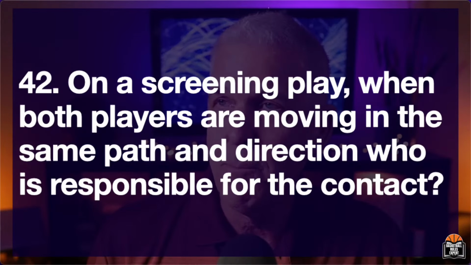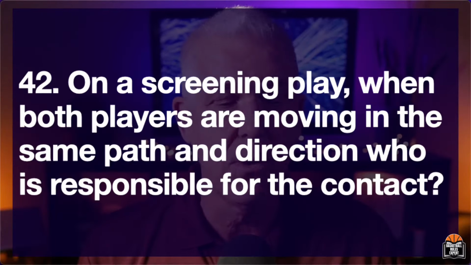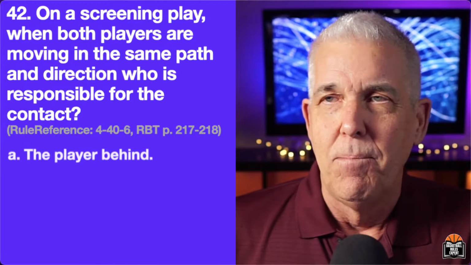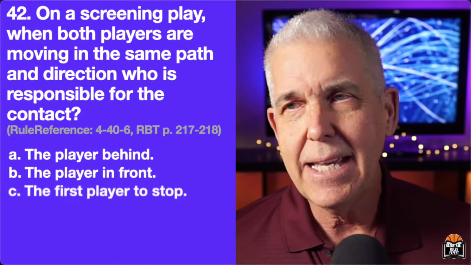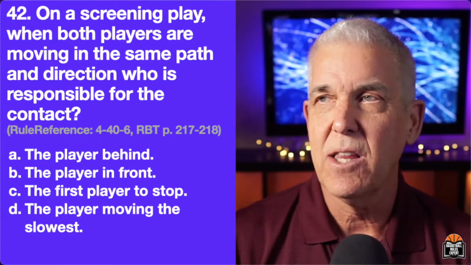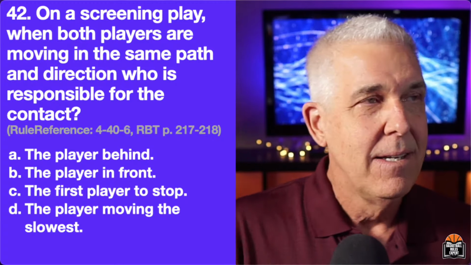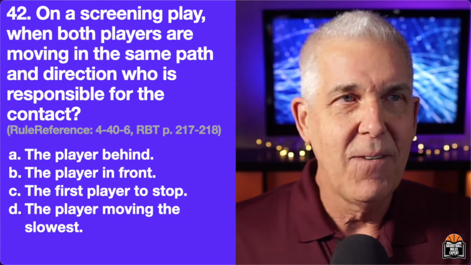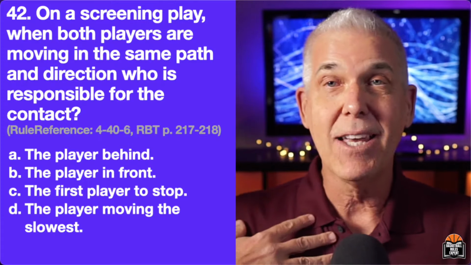On a screening play, when both players are moving in the same path and direction, who is responsible for the contact? A, the player behind, B, the player in front, C, the first player to stop, or D, the player moving the slowest. I believe the correct answer here is A. It's not my favorite wording on this rule, but I believe the correct answer is A. And since it's my show, I'm going to move on.